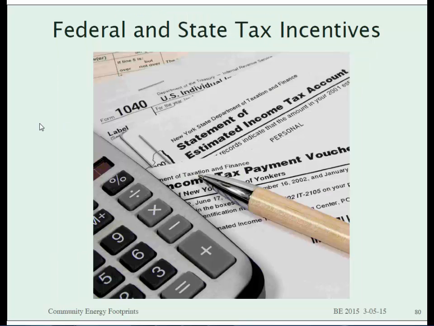It could also be used for federal and state tax incentives. So a high rating could result in some type of tax credit and would again provide motivation for efficiency.